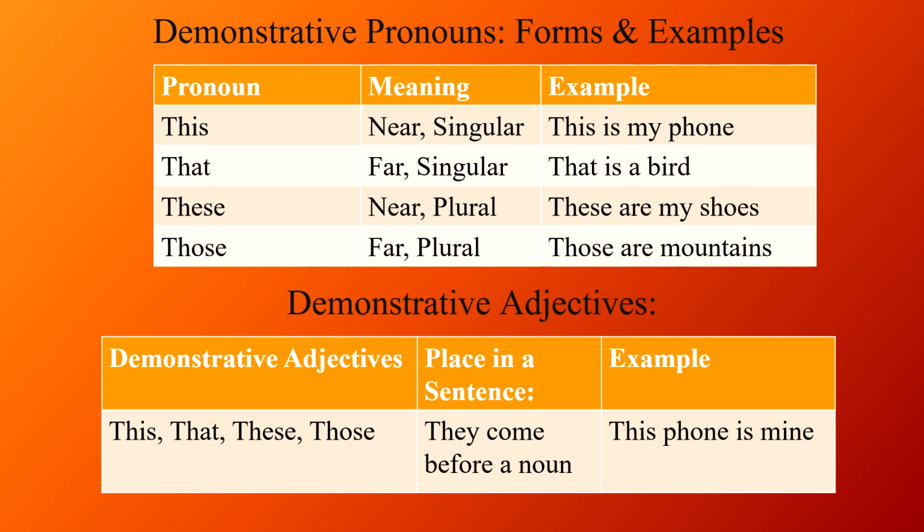Just like with possessive words, this, that, these, those can also be demonstrative adjectives. When they are adjectives, they come before a noun. For example, this phone is mine. Here, this describes phone. But when they are pronouns, they stand alone. For example, this is my phone. This itself is the subject here, not describing another noun.